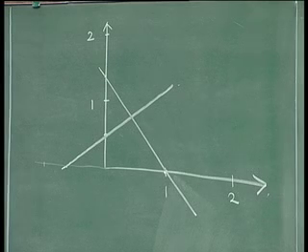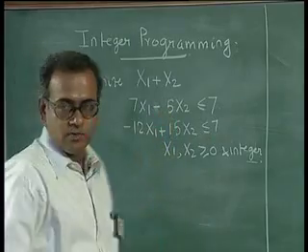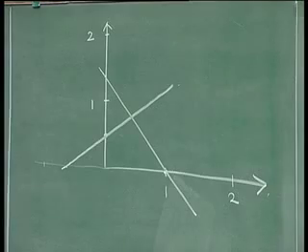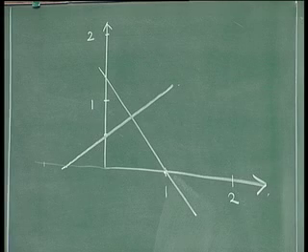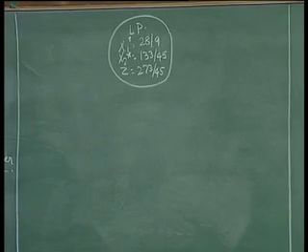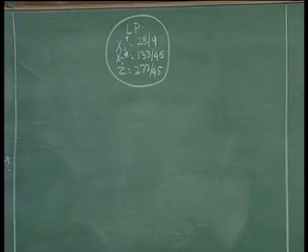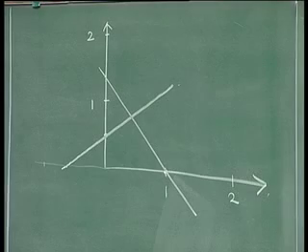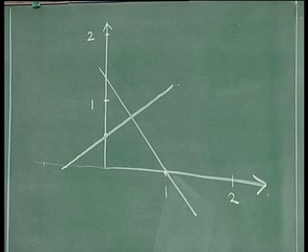One second, let me just check. The constraints are 7x1 minus 5x2 less than or equal to 7, and minus 12x1 plus 15x2 less than or equal to 7. I missed the minus. I was also realizing that this is 3 point something and something else was happening here. So, I have not plotted it right. I need to plot the first line again.